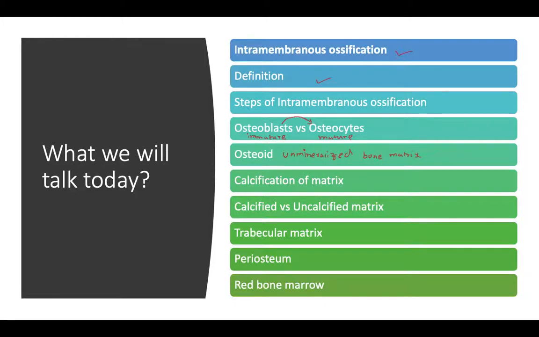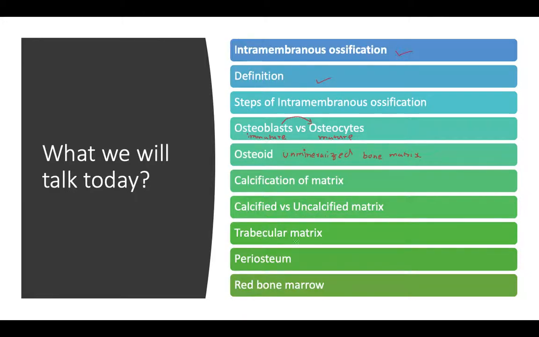And once it is mineralized, we consider that as calcified, right? If this is not mineralized, then we consider that uncalcified. And the calcification of matrix is very important for the formation of these compact bones. During the calcification process, these osteocytes, let's say, get trapped in a certain location and they cannot move.